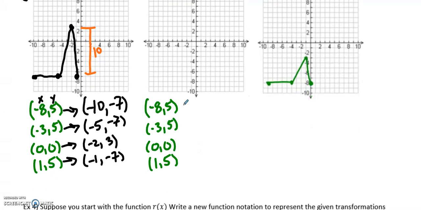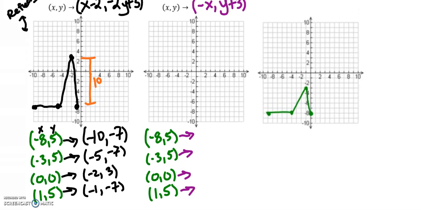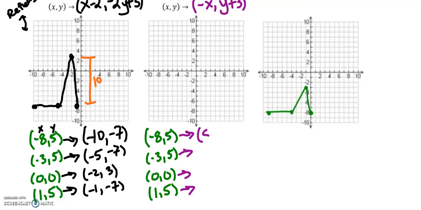So if I come down and send all of my points through that filter, go back just a little bit so I can see it. There we go. This is going to become positive 8, comma, 8. Then we're going to have 3, comma, 8. I'm going to have 0, comma, 3. And lastly, negative 1, comma, 8.